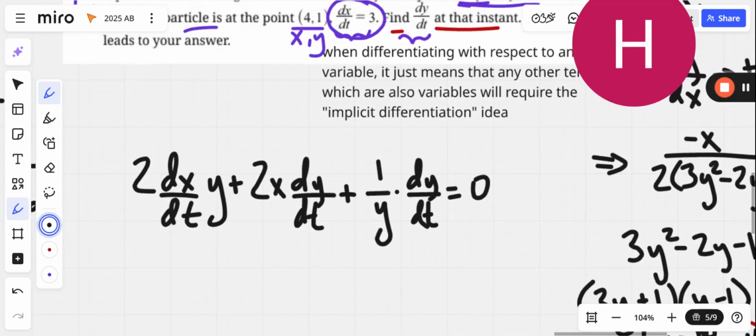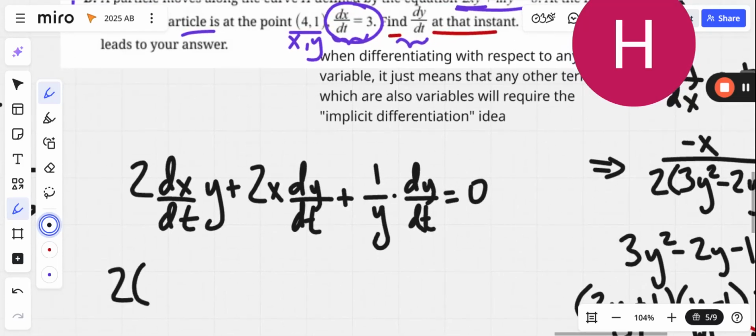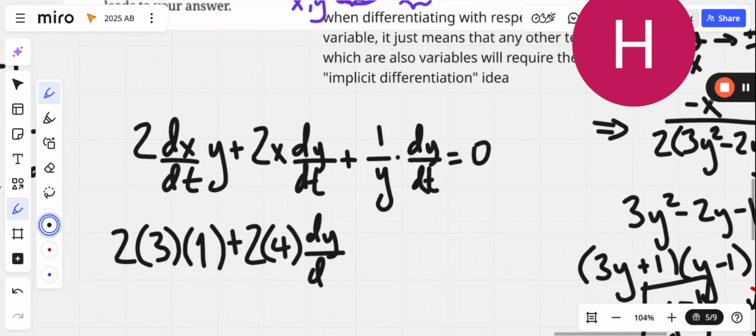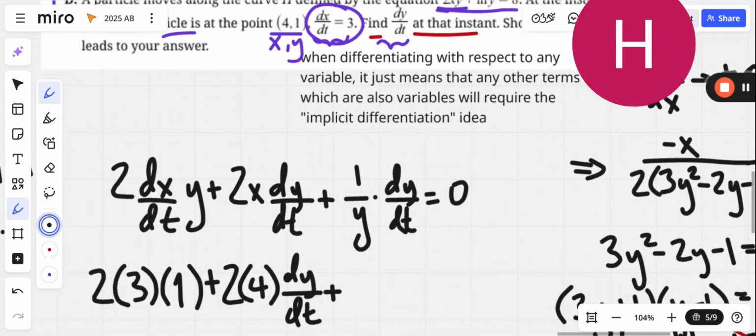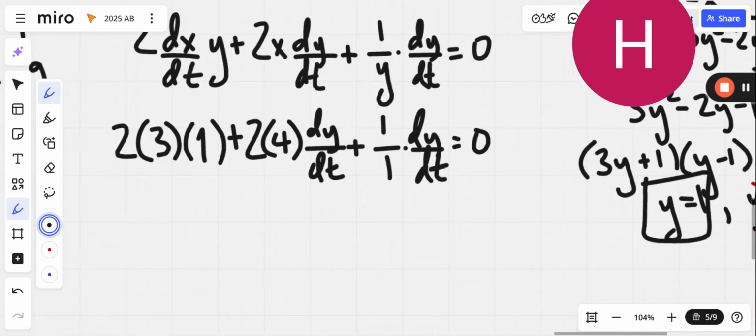So just use the conditions they gave you. You have that the dx dt at that point is 3. You have that the y value at that instant is 1. The x value is 4. We don't know dy dt. That's what we're solving for, but it's going to reveal itself very quickly here. Plus 1 over, well, just 1 times dy dt equals 0.